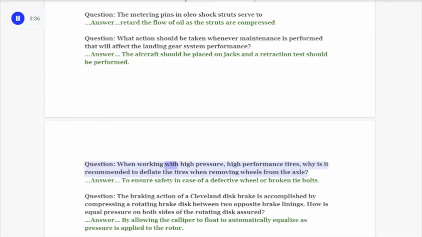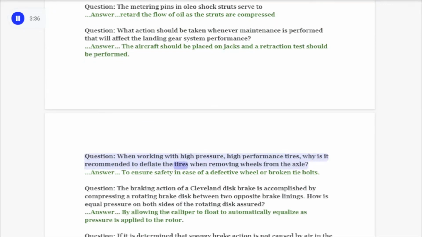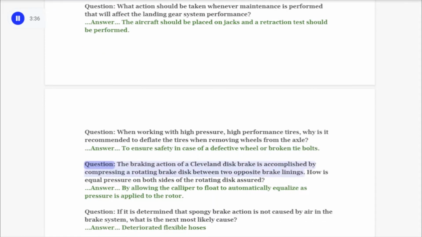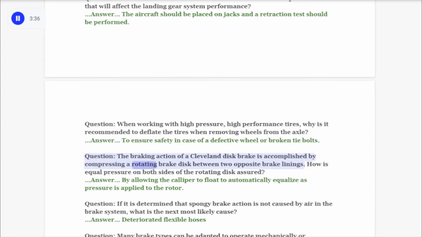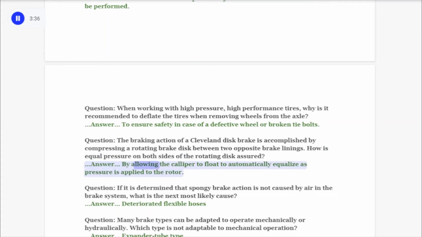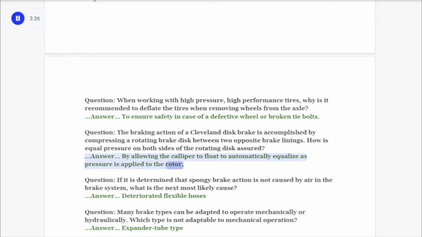Question: when working with high pressure, high performance tires, why is it recommended to deflate the tires when removing wheels from the axle? Answer: to ensure safety in case of a defective wheel or broken tie bolts. Question: the braking action of a Cleveland disc brake is accomplished by compressing a rotating brake disc between two opposite brake linings. How is equal pressure on both sides of the rotating disc assured? Answer: by allowing the caliper to float to automatically equalize as pressure is applied to the rotor.